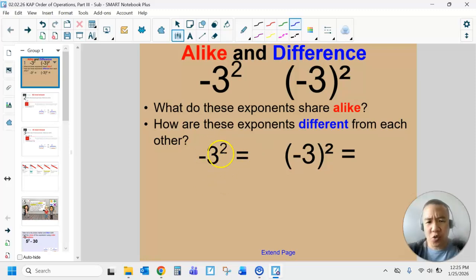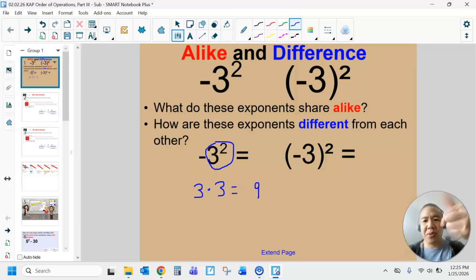First of all, this one has no parentheses or grouping symbol, but this one does have a grouping symbol. If I try to solve this one, it's saying 3 squared. So 3 is the base, 2 is the exponent. We need to write the factor 3 twice. What's 3 times 3? 9. But the negative means the opposite: -9.